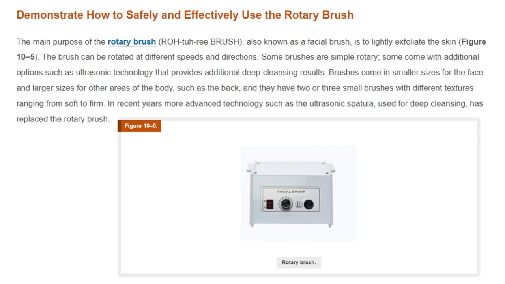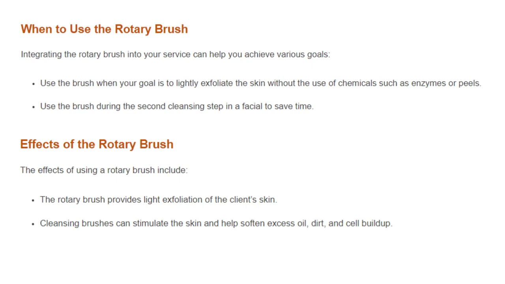Brushes come in smaller sizes for the face and larger sizes for other areas of the body, such as the back, and they have 2 or 3 small brushes with different textures ranging from soft to firm. In recent years, more advanced technology such as the ultrasonic spatula, used for deep cleansing, has replaced the rotary brush. Figure 10.5. Rotary brush.